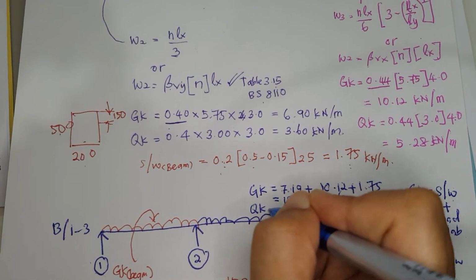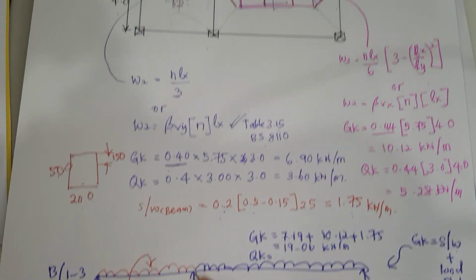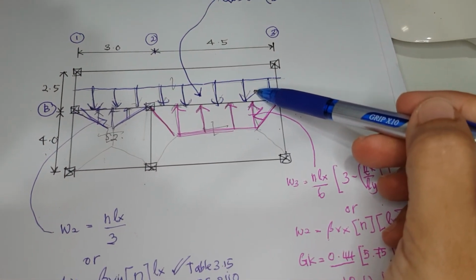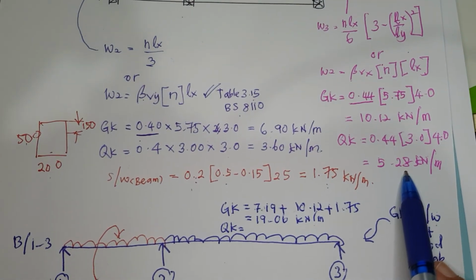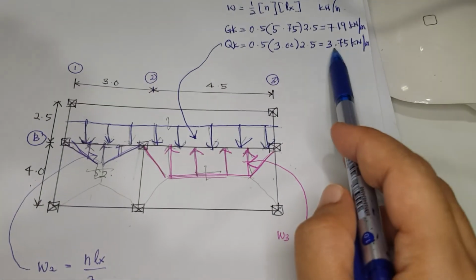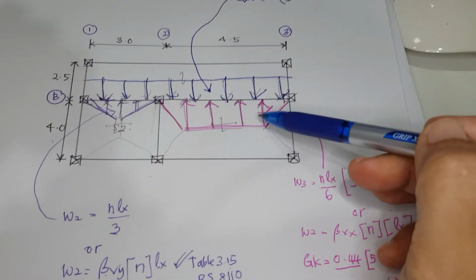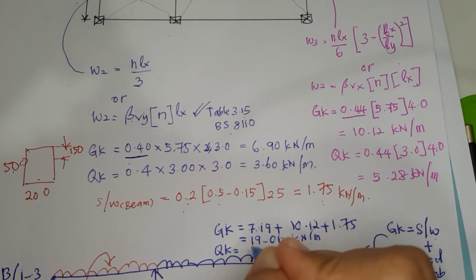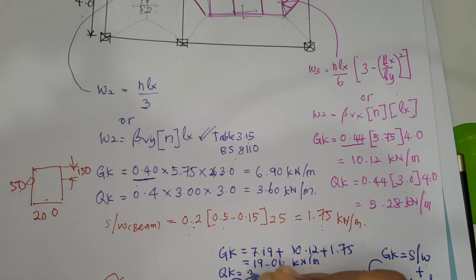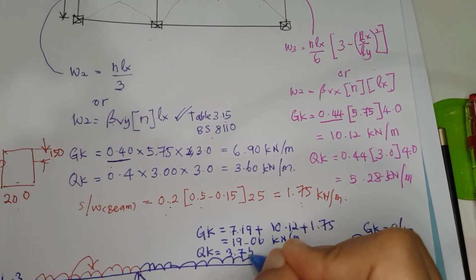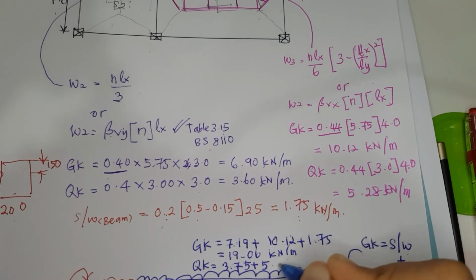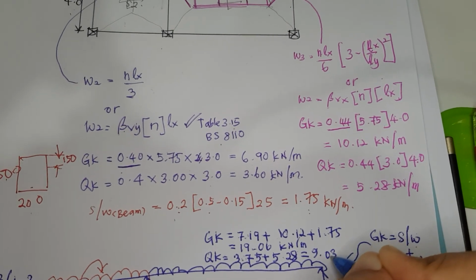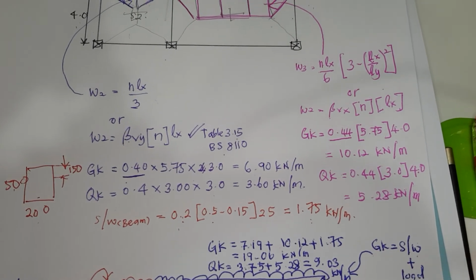Meanwhile, for QK here, this span receives variable load from slab number 1 and variable load from slab number 3. Slab number 1 QK is 3.75. Meanwhile, for this slab is 5.28. So 3.75 plus 5.28, QK for this span is 9.03 kilonewton per meter.